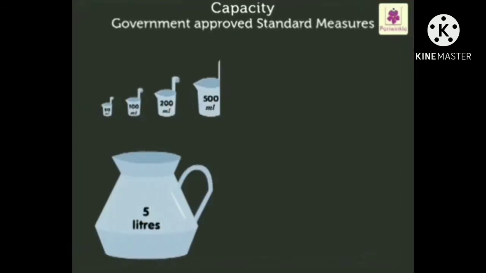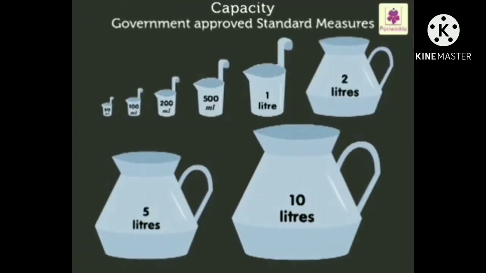There are certain standard measures used to measure the capacity of a liquid. They are approved by the government. 50 milliliters, 100 milliliters, 200 milliliters, 500 milliliters, 1 liter, 2 liters, 5 liters, and 10 liters.